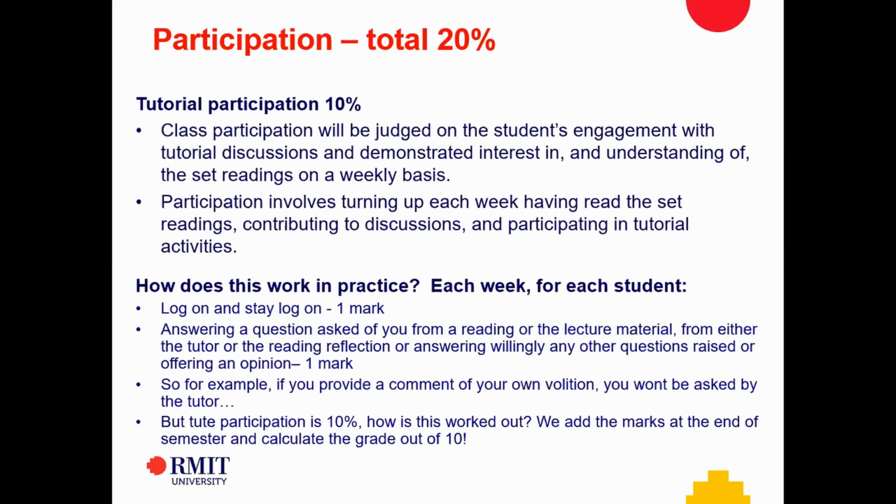So we will be asking you questions about the readings. We will be asking you questions about the lecture. So, for example, if you provide a comment of your own volition, well, you're off the hook. You won't be asked by the tutor because you've already shown that you've participated. That's the way that it would work. And then the logic of it, how we work it out, it's 10% for this component of the tutorial activity. And then obviously at the end of semester, we'll work out the grades, the pro rata calculation, and you end up with a grade out of 10. So that's 10%, that's half of it.